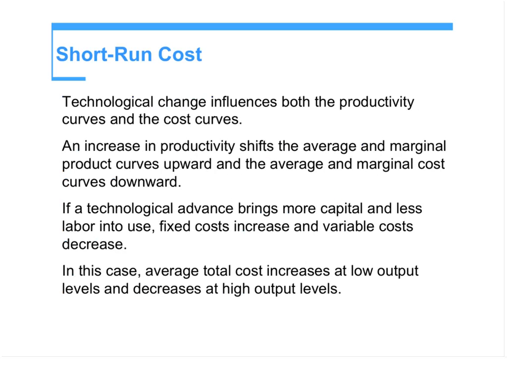So if a technological advance brings more capital and less labor into use, fixed costs increase and variable costs decrease. So in this case, average total cost increases at low output levels and decreases at higher output levels. There's a very important direct relationship between average total cost and your output. As your output level increases, your average total cost goes down. They work in indirect ways.